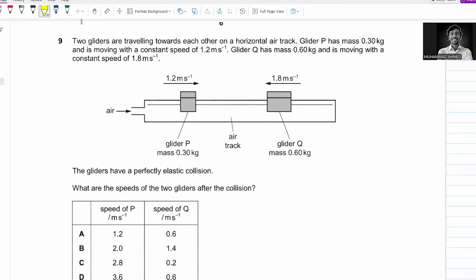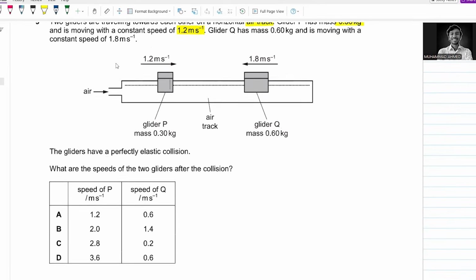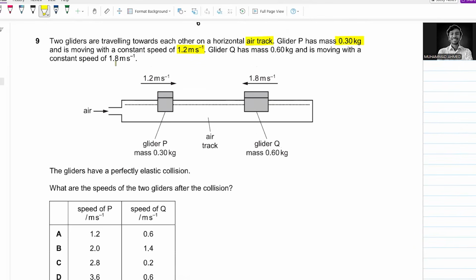Okay, so let's see this question, bacho. Two gliders are traveling towards each other on a horizontal air track. The glider P has a mass of this and it's moving with a constant velocity of this. Okay. Glider Q has a mass of this and is moving with a velocity of this. Perfect. The gliders have a perfectly elastic collision. Beta, perfectly elastic collision में क्या होता है? The speed of approach is equals to the speed of separation. What is the speed with which both particles are approaching each other?